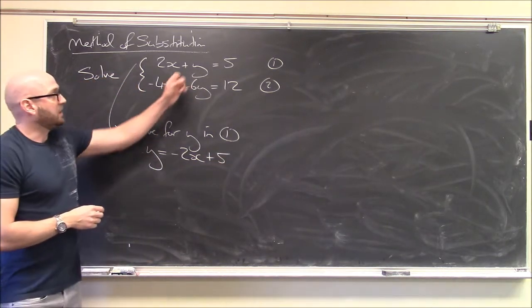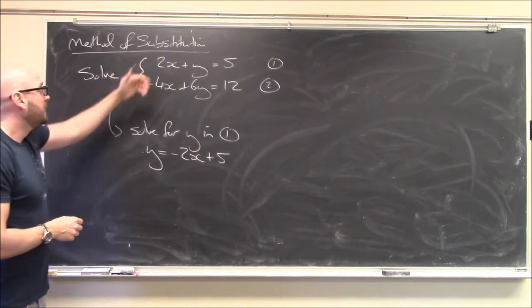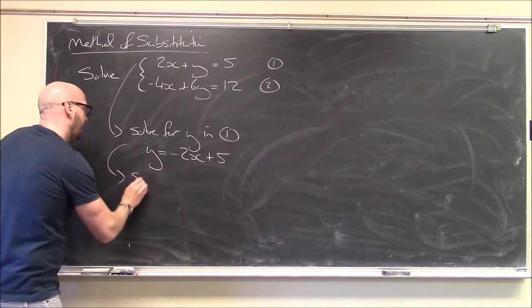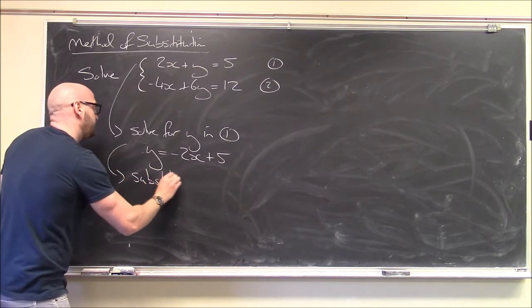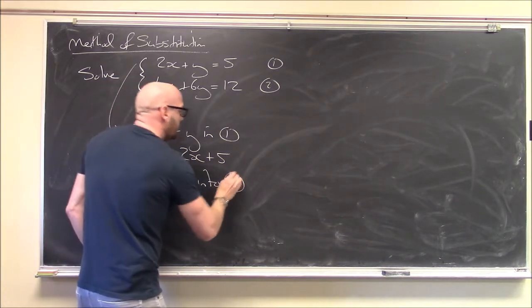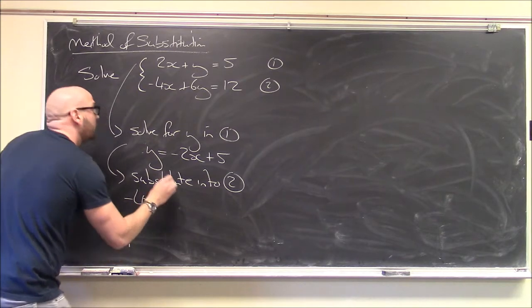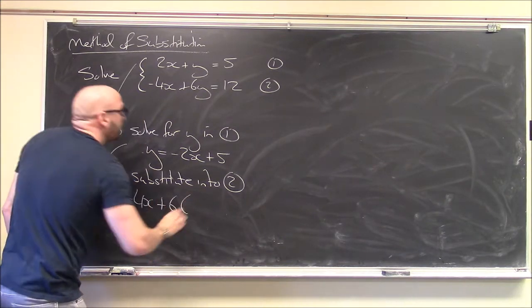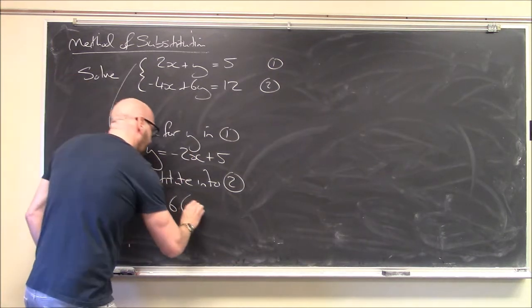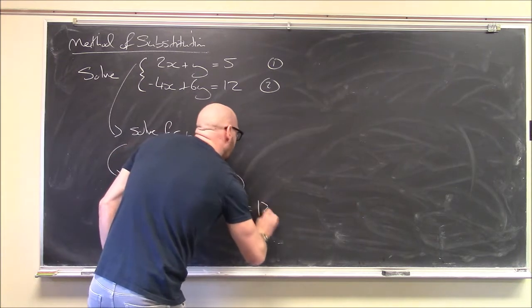Okay, so now I've isolated y, I've solved for y. And here comes the term substitution. I'm going to substitute this into the other equation. So now, substitute into the other equation, into equation 2. So if I plug this in, I'm going to have minus 4x plus 6 times, no longer y, I know y must be minus 2x plus 5. 6 times minus 2x plus 5, and that must equal 12.